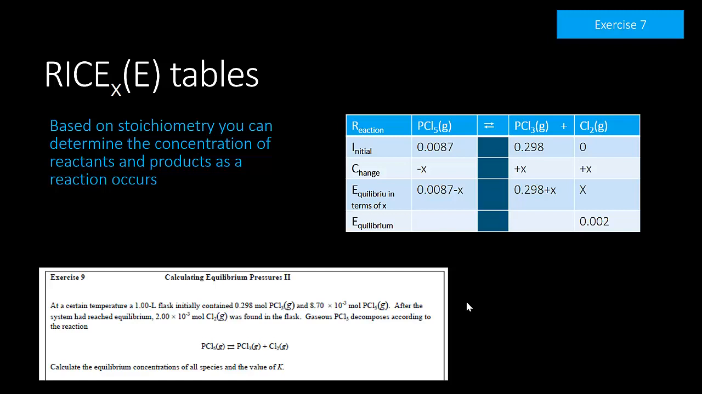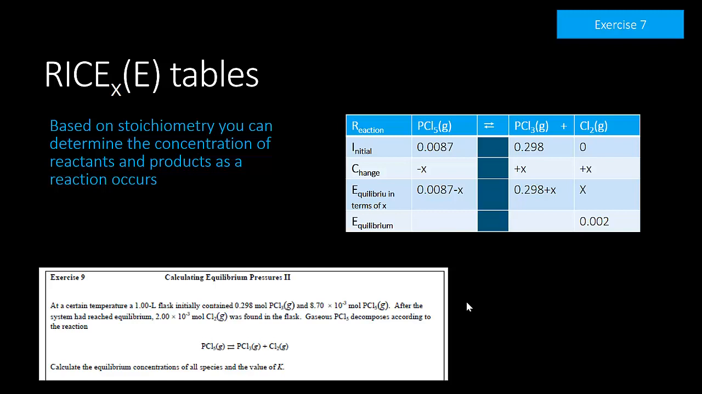Now, if we are told that a reaction has reached equilibrium and we know the values it started at, we can determine the concentrations of everything else in that container or in that system by using what's known as a RICE table. A RICE table stands for the reaction, the initial concentration, the change in terms of X, the equilibrium in terms of X, and then the actual equilibrium value.